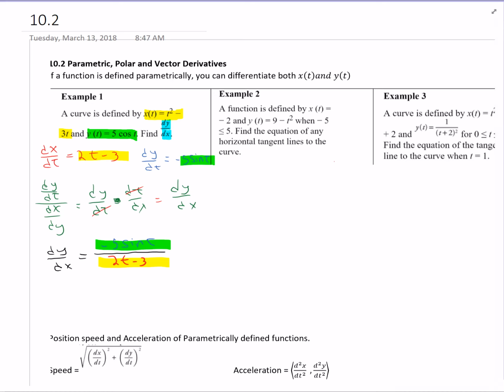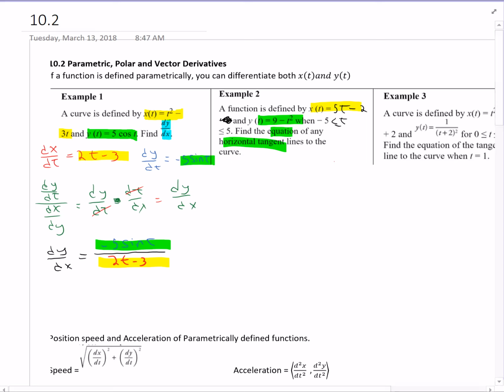Next one, it looks like it got cut off a little bit. It should say x of t equals 5t minus 2, just like that. That's the x piece, and the y piece is 9 minus t squared. There's also a piece that got cut off: our interval should be from negative 5 to 5. We want to find the equation of a horizontal tangent line to the curve.